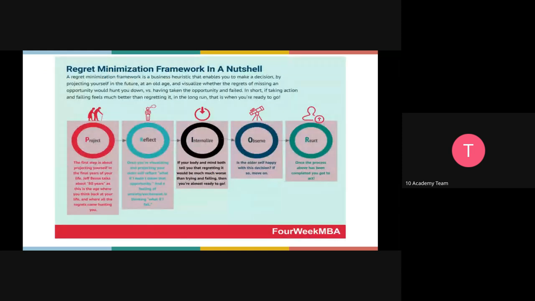So the other framework, which has similar concepts to the Jeff Bezos framework, is the regret minimization framework. This is a framework that looks into the future, and you see the kind of risks that are involved in every decision that you make, and then make a decision based off of how you see this decision affecting your future.